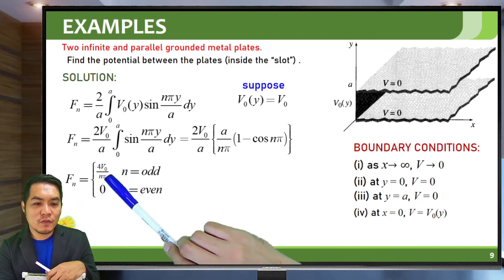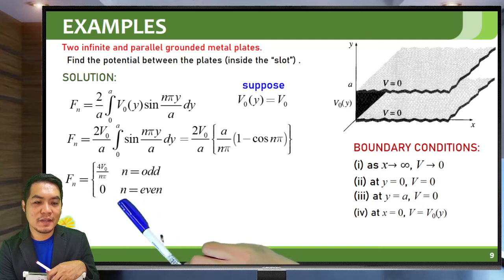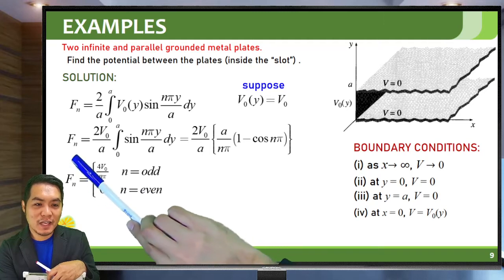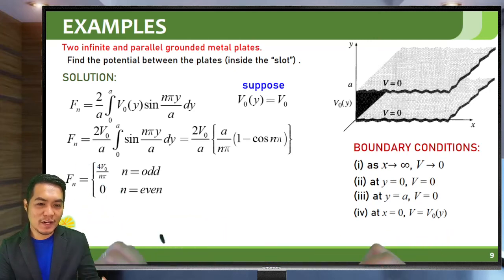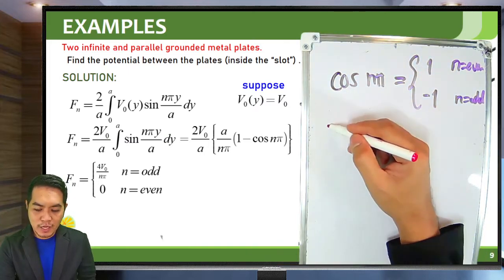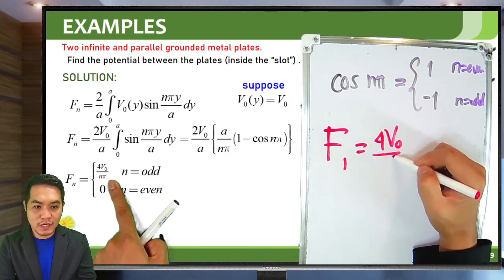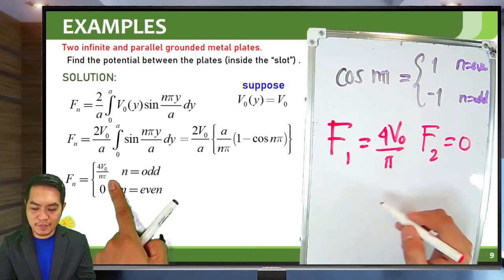So it's actually 4v naught over n pi if n is odd, and if n is even, 0. So what does this mean? There are no even fn coefficients. So there's no f2, f4, f6, f8. They are all 0. But there is f1. For example, f1, based on this formula, is 4 v naught over pi. And then, of course, f2 is equal to 0 because it's even.